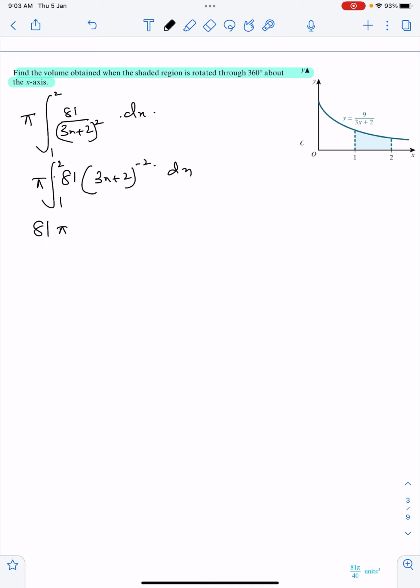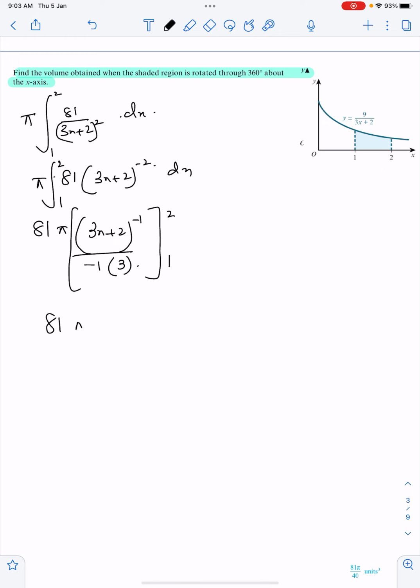If you look at the previous videos, if you have a constant, you can always take it outside and then integrate. So if I start integrating this, I will get 3x plus 2 to the power of minus 2 plus 1, which is minus 1, upon minus 1, and then differentiating the bracket is going to give me a 3, so I have to divide it by 3. Now this is the result of the integration. I have to apply the boundaries of 2 and 1 on this.